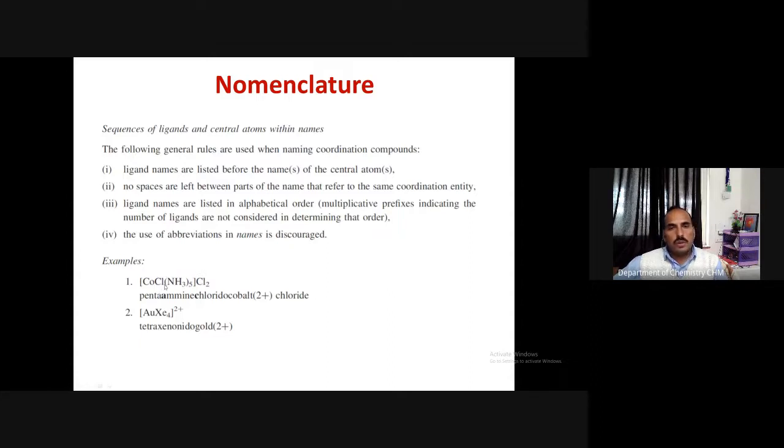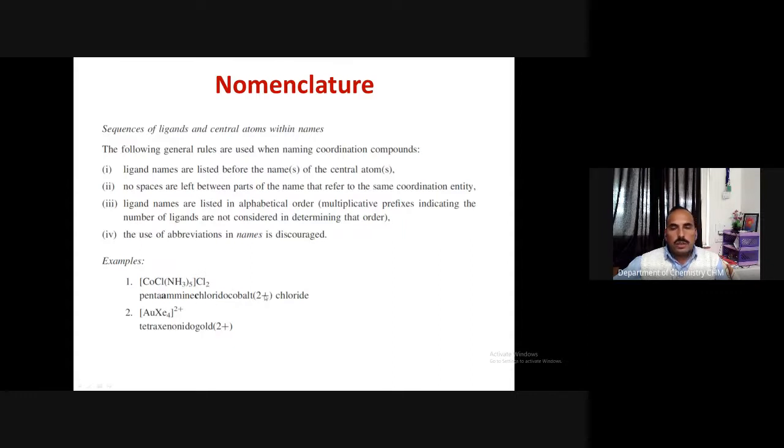Okay, for example, pentaamminechloridocobalt: A is the letter that is considered over here. P is not considered because penta indicates number. It's the name of the ligand that is used for determining the alphabetical order. Then chlorido, the C is there, then cobalt. So you can see there is no space in between these. That is the one mistake that most of the students make. They will start giving spaces. Okay, that is not to be done.